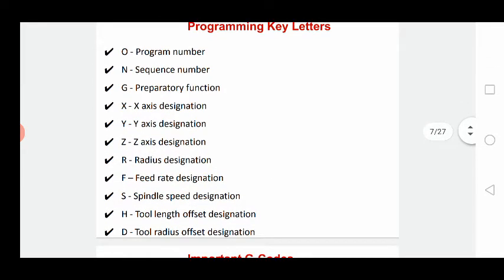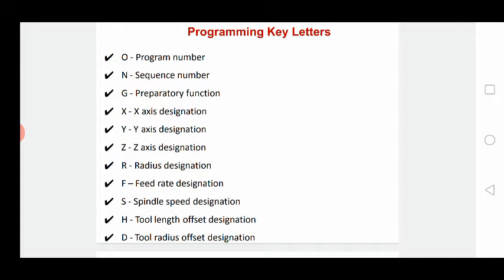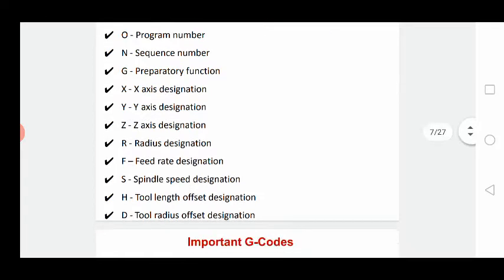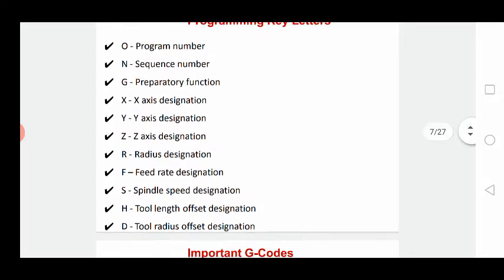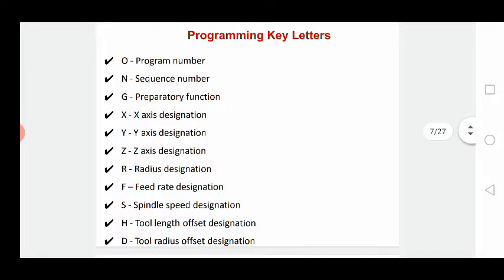Next, the program key letters, the letters we use. O is the program number first. N is the sequence number, G preparatory functions, X, Y and Z axis designations, where dimensions will be given. R is the radius designation, whatever radius we want to give, R30, R40, like this. Next is the feed rate designation, F, like F100, F20. Spindle speed designation is S. H is the tool length offset designation. D is the tool radius offset designation. These are a few of the key letters we use for defining.